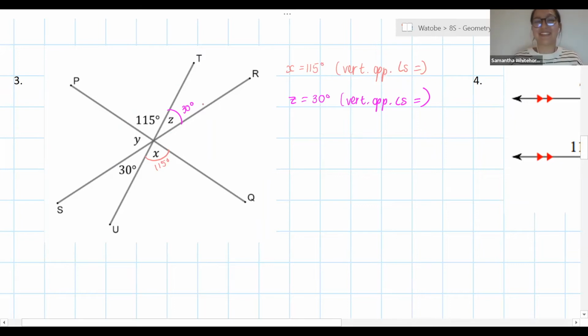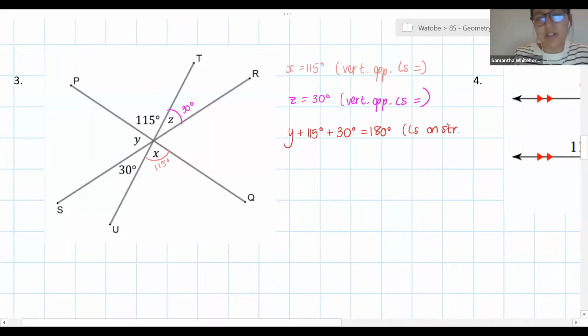So I'm going to go to who I haven't talked to. Pumzile, we haven't talked to you. Would you like to give it a try? Ma'am, are we solving for Y? Yes. For Y, I said Y plus 115 plus 30 equals 180, angles on a straight line. Excellent. Well done.